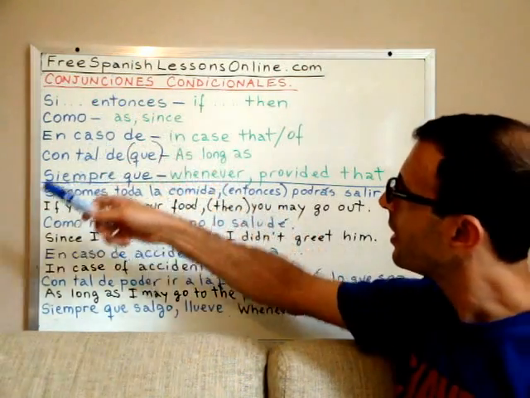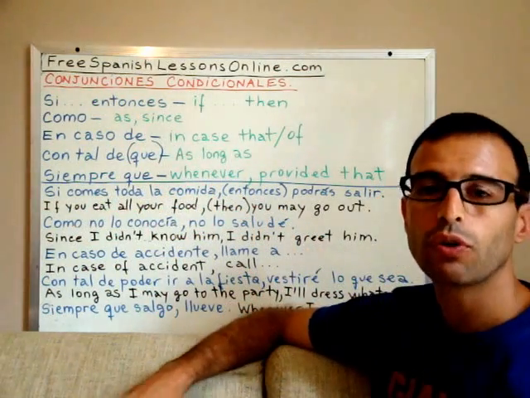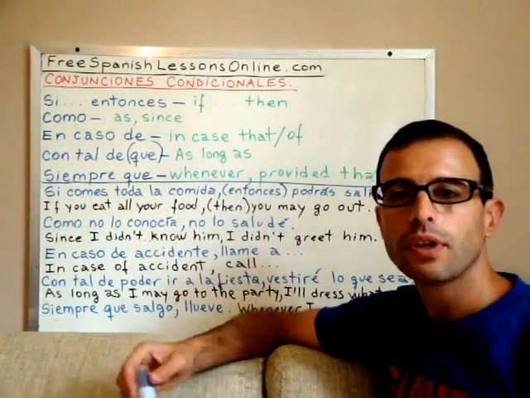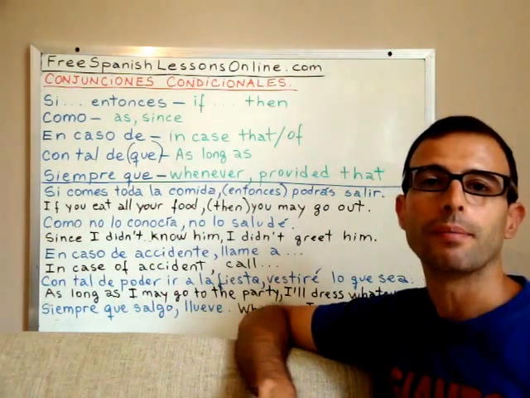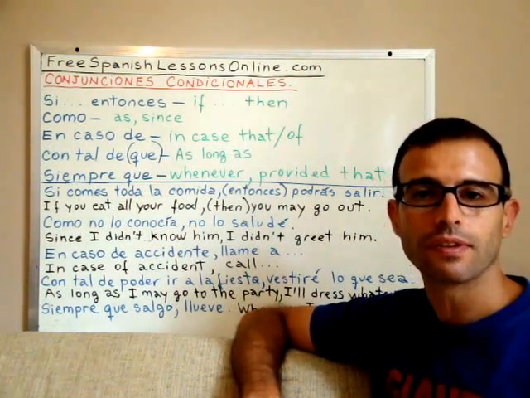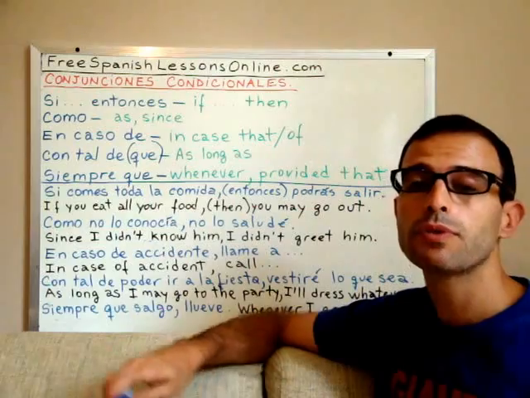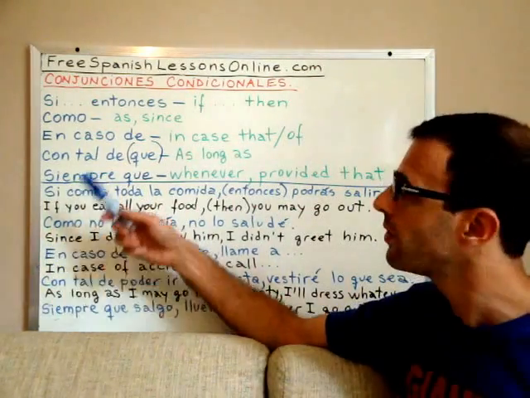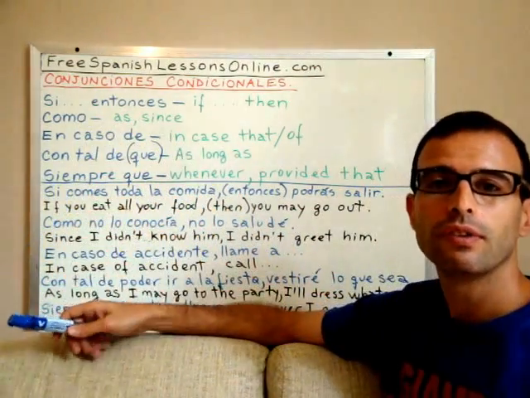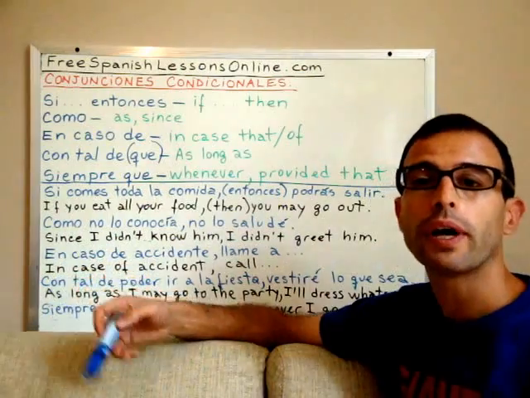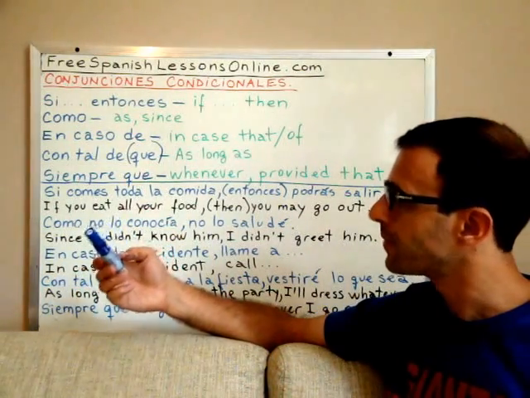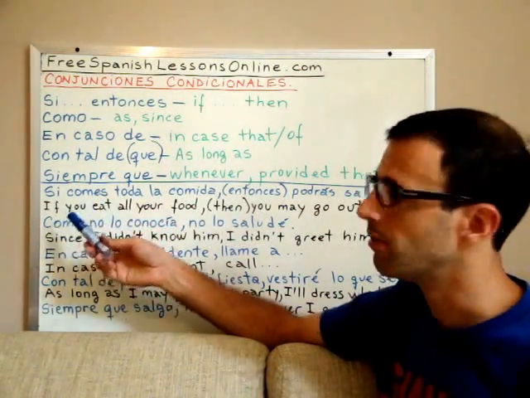So these conjunciones condicionales are used to connect different parts of the sentence, okay? So now I will show you some examples, one example for each one of these, so you can see how they work, and so I can also speak a bit more of these, okay?